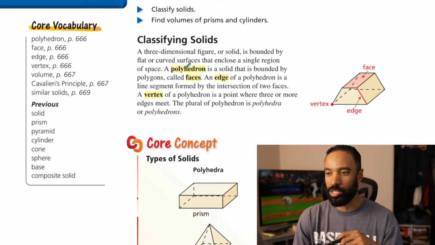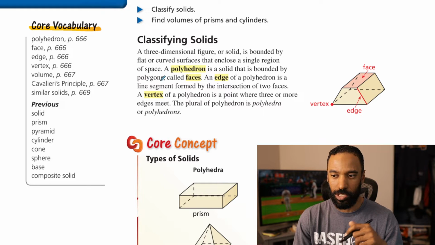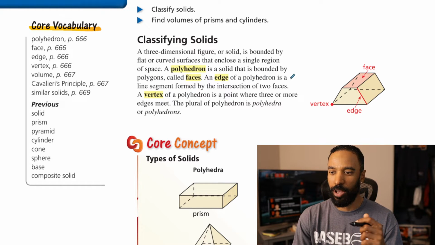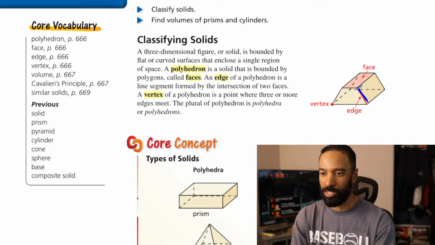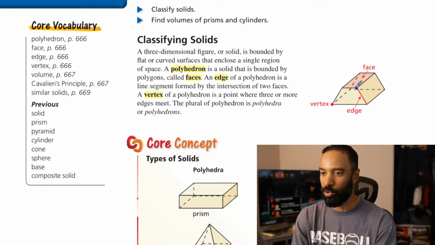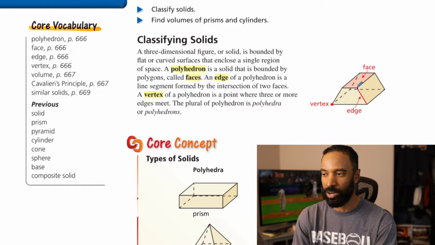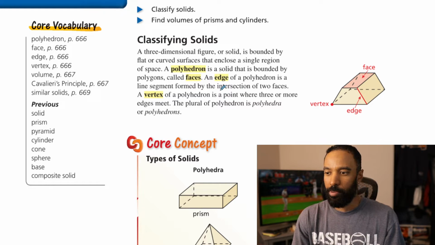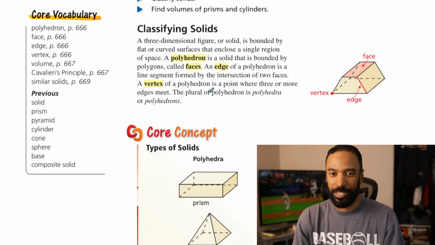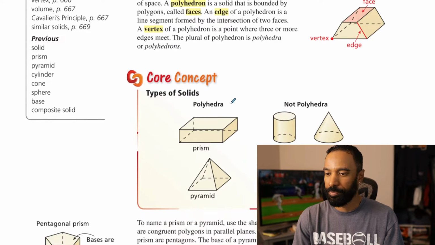So a polyhedron is a solid that's bounded by polygons called faces, so it has polygons. An edge of a polyhedron is a line segment, boom, like that, formed by the intersection of two faces, and a vertex is a point where three or more edges meet. So again, edge is kind of like the side of old, face is like your new kinds of sides that we'd say here, and vertex is like an angle. The plural of polyhedron is polyhedra or polyhedrons. I tend to say the latter, I believe.